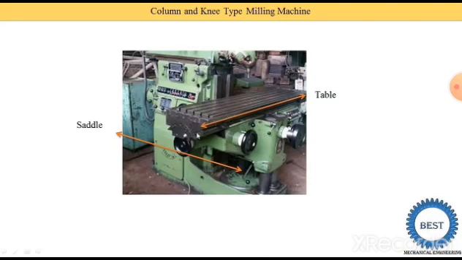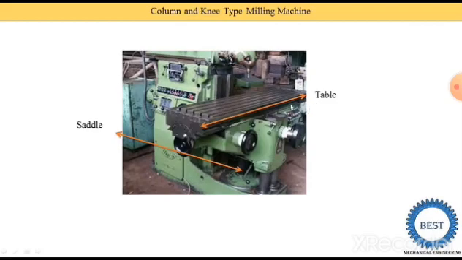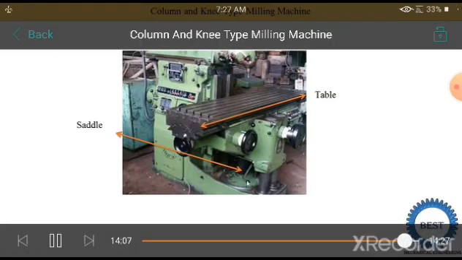And next is the motion of the table, that is the longitudinal direction. In these directions the table is moving. So we consider this the X direction, and the saddle is in the Y direction. Then the knee is moving in this Z direction of the cutting tool.